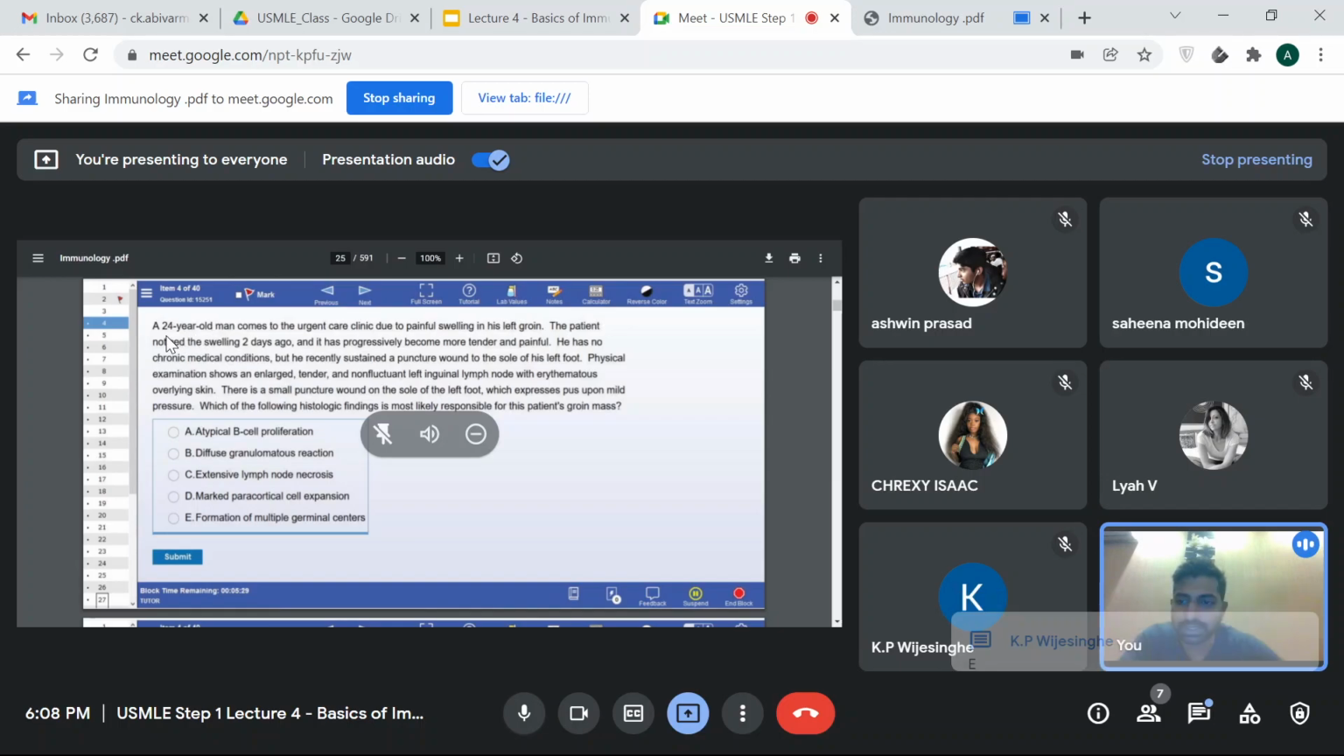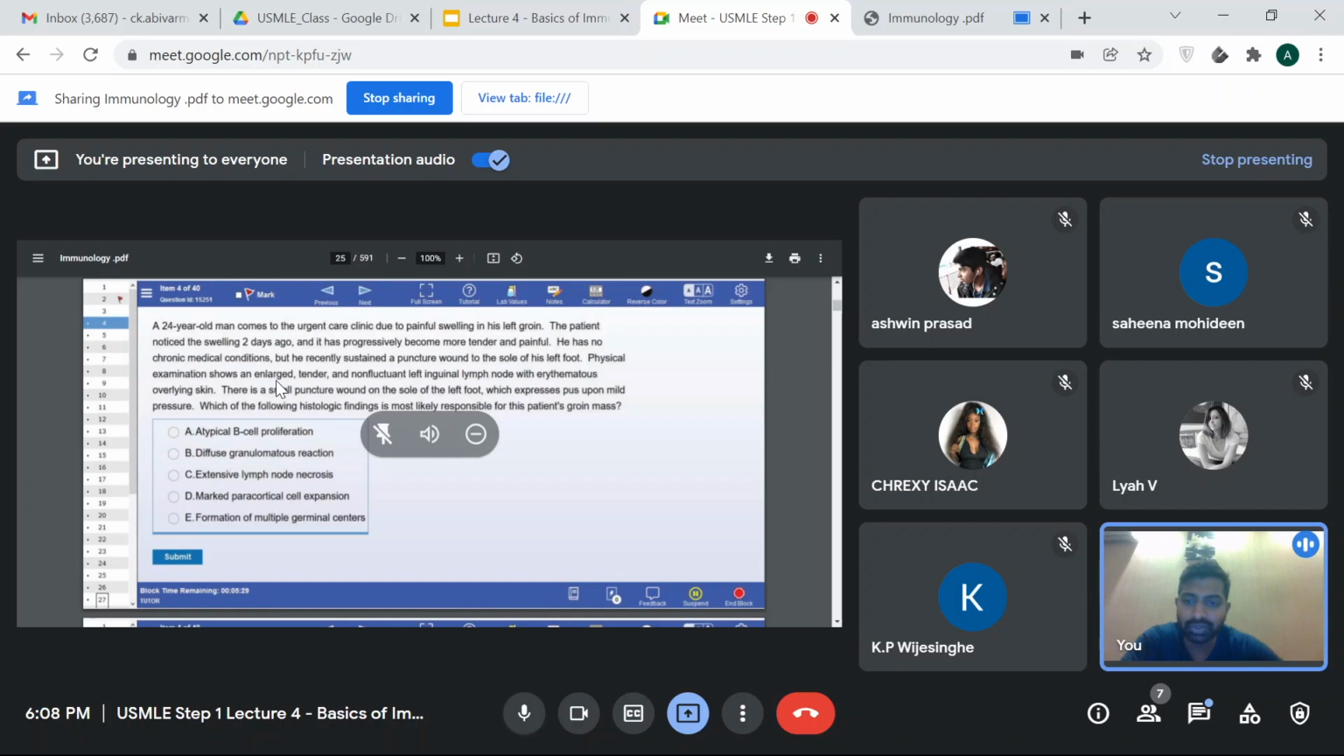So let's see. A 24-year-old man comes to the urgent care clinic with a painful swelling in his left groin. The patient noticed the swelling 2 days ago and it has progressively become more tender and painful. He has no chronic medical conditions. He recently sustained a puncture wound to the sole of his left foot. So he had some kind of injury to his left foot, and now he has a painful swelling in his left groin. That's what we know so far.